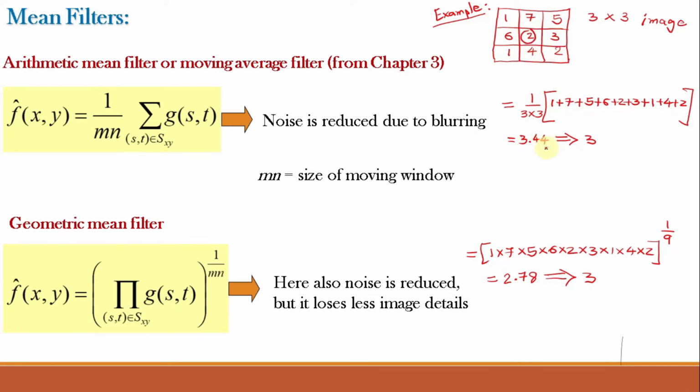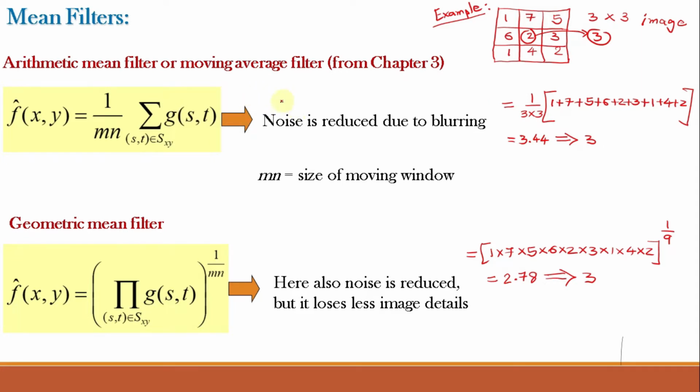You will get 3.44, rounding off 3.44, you will get the final value as 3. So this 2 will be replaced by 3. And this is how arithmetic mean filter or averaging filter works. So this mean filter is the simplest filter. It is also known as the low pass filter.